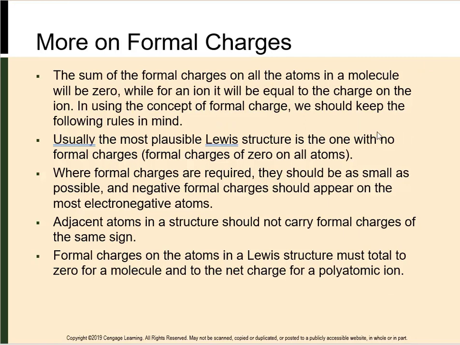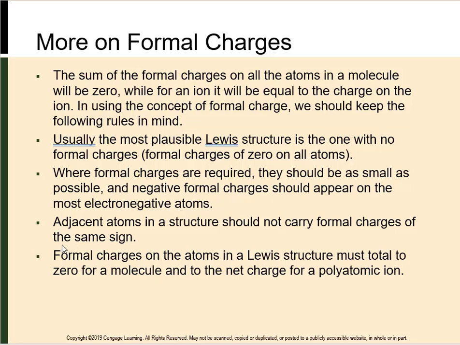The most plausible Lewis structure is the one with no formal charges, with formal charges of 0 on all atoms. That would be the structure that would most likely occur. Where formal charges are required, they should be as small as possible, and negative formal charges should appear on the most electronegative atoms. For example, fluorine we know is the most electronegative element there is, right? So we would not expect a formal charge of +1 near a fluorine. That probably would be unlikely.